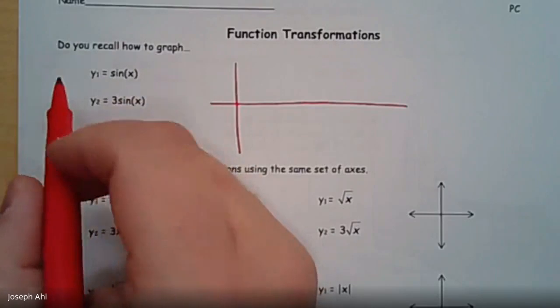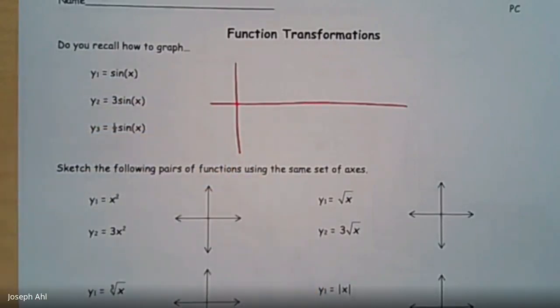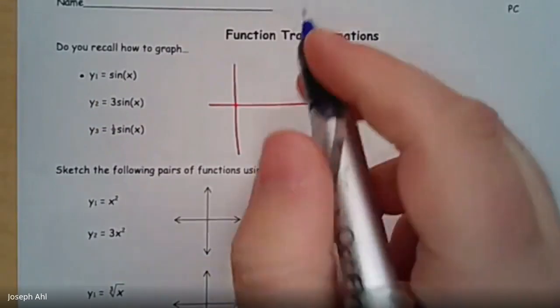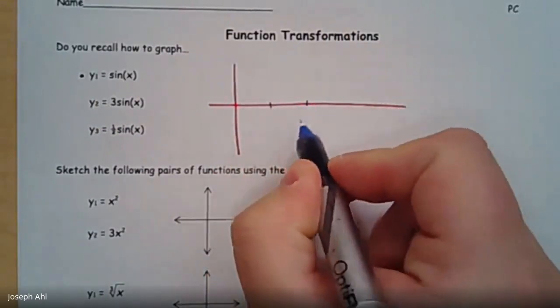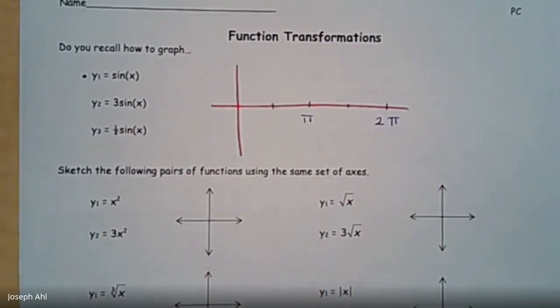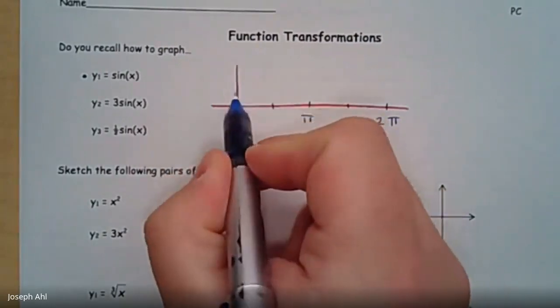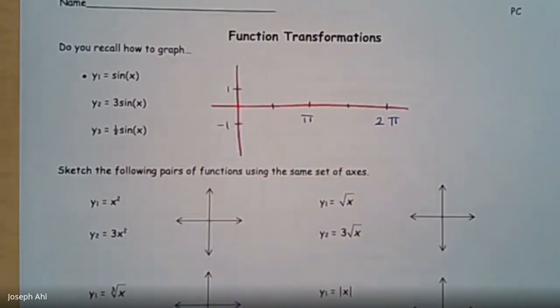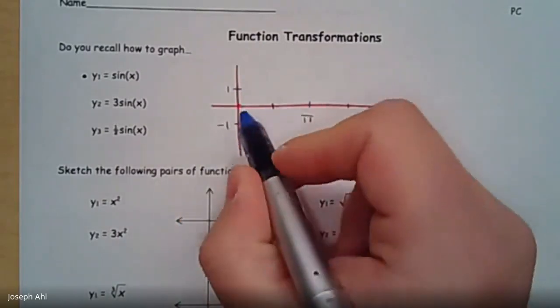So I'm going to start by graphing y equals sine x. And it's probably been a while since you've graphed this trig function, but what you might remember about it is that the axes are labeled in terms of radians, right? So we have pi and 2 pi here. And then the max height of the sine graph would be 1, and the lowest height would be at -1.